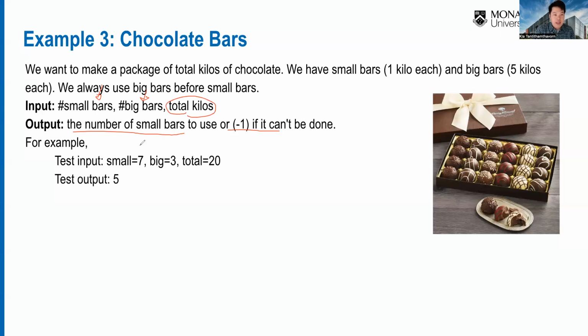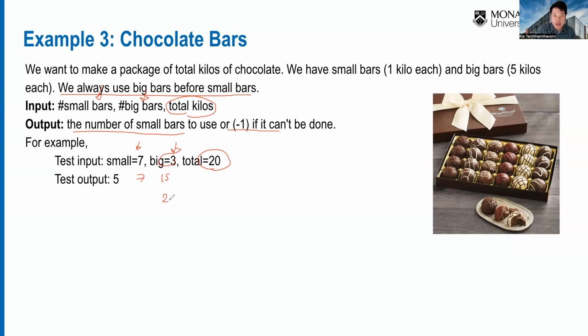Let's say we have 7 small bars, 7 kilos, and 3 big bars. How many kilos do we have? 15. And what do we want to make? Only 20. Don't make more than that. The key point here, the constraint, is that we have to use big bars before the small bars. So we need to use big bars first.